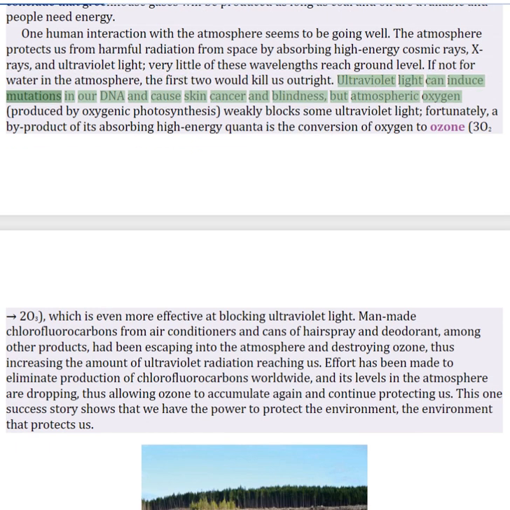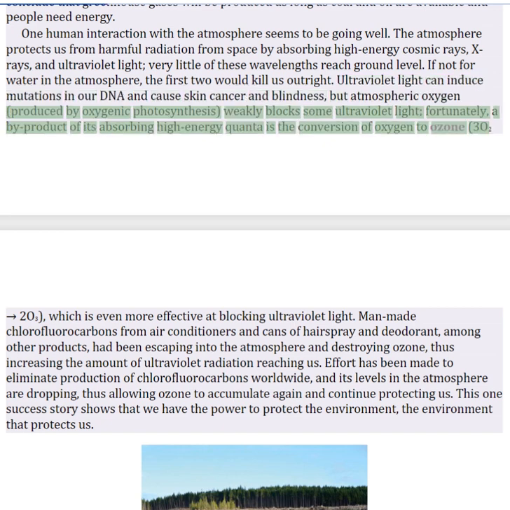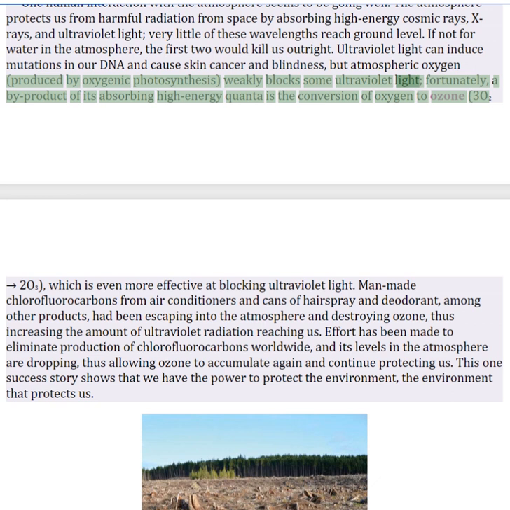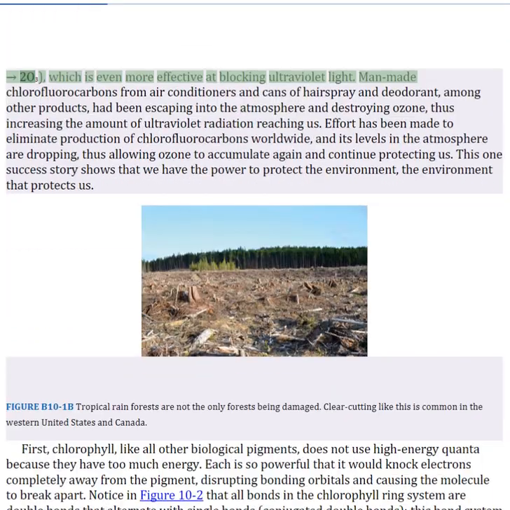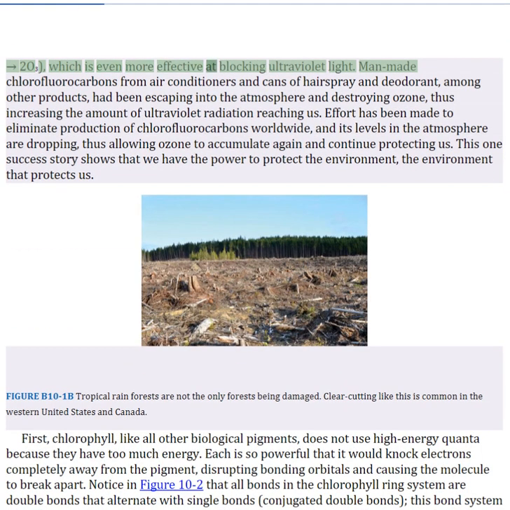Ultraviolet light can induce mutations in our DNA and cause skin cancer and blindness, but atmospheric oxygen weakly blocks some ultraviolet light. Fortunately, a byproduct of its absorbing high-energy quanta is the conversion of oxygen to ozone, O3, 3O2 to 2O3, which is even more effective at blocking ultraviolet light.